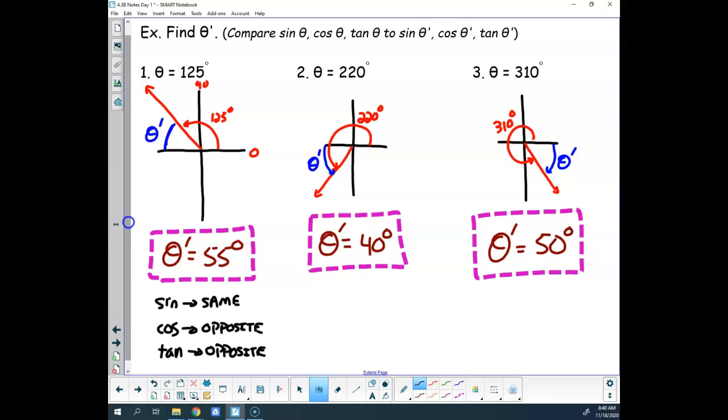Okay, ready? So you got sine of 220 up there. I got the sine of 40 is 0.64278761. Same thing but opposite. Okay, you do cosine of 220, I'll do cosine of 40. I got 0.766044443. Opposites.